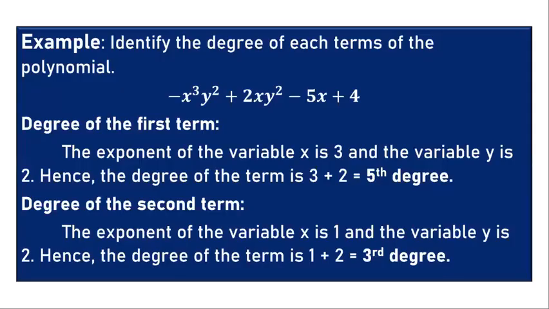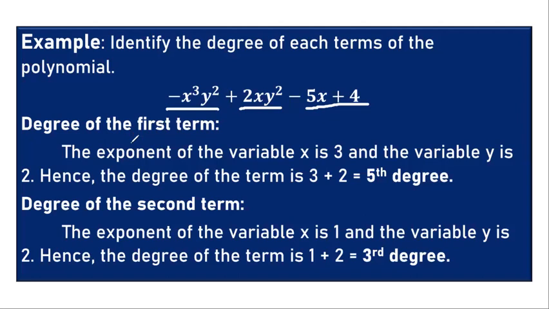So for example, we have here, identify the degree of each term of the polynomial. We have here the first term, negative x cubed y squared. The second term, 2xy squared. And the third term, negative 5x plus 4.